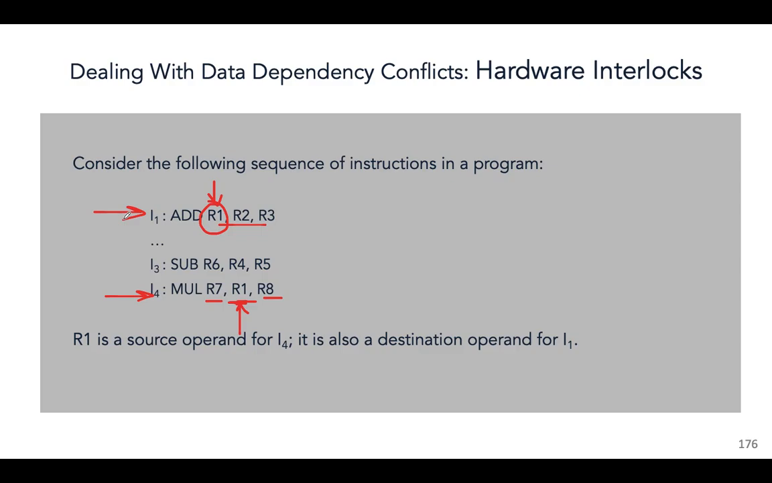All right, the hardware interlock will detect it, and then it will try to delay I4 by enough clock cycles just to make sure that by the time this starts, R1 has been successfully written by I1.